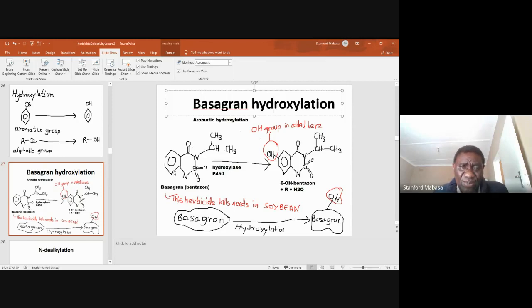If you are worried about the chemical structures, we can simply represent Basagran by this circle. We write Basagran and we say hydroxylation. We add OH to this circle. Then if that circle is carrying OH, it means that Basagran is no longer phytotoxic.